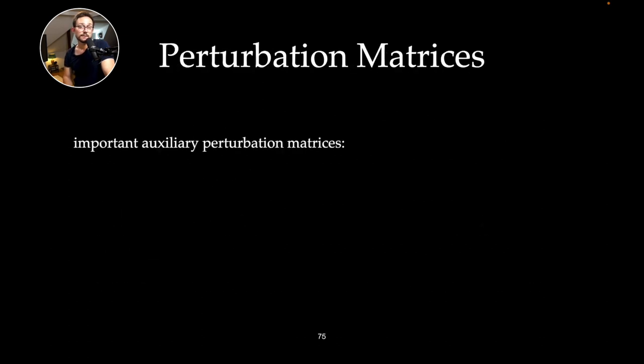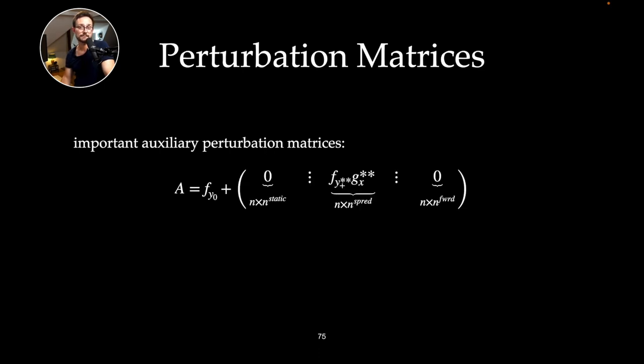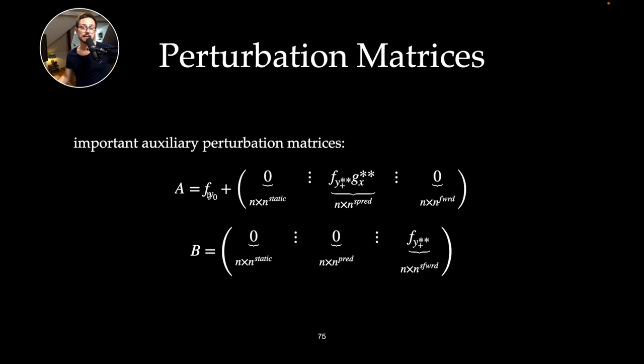Now, for higher order derivatives, it is particularly important to set up the so-called perturbation matrices. Let me call them A and B. Basically, the A matrix contains the Jacobian with respect to the period t variables, plus the Jacobian fy plus, times g double star, times gx.